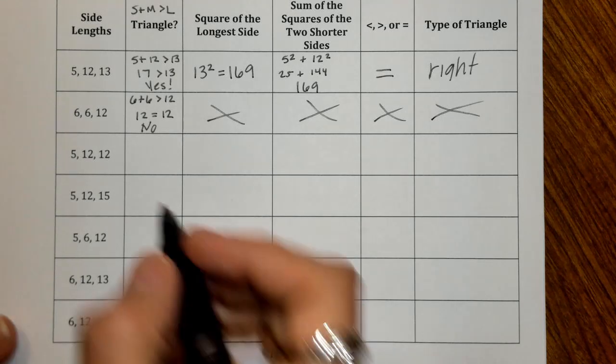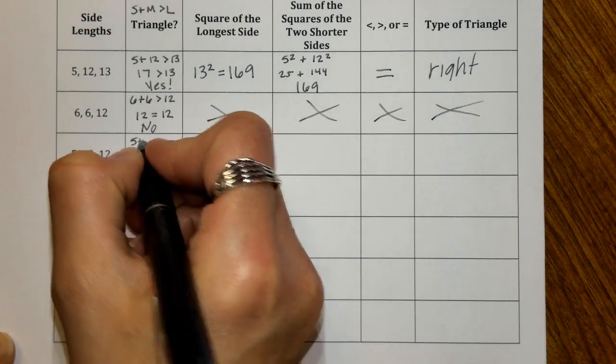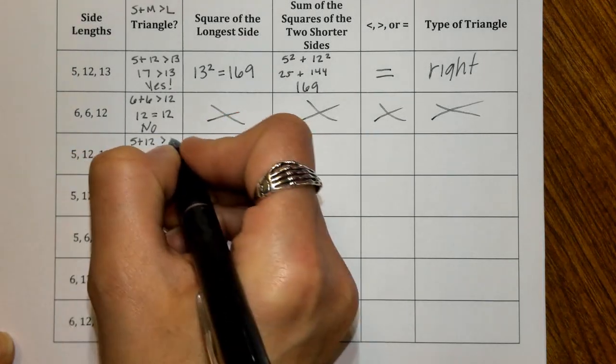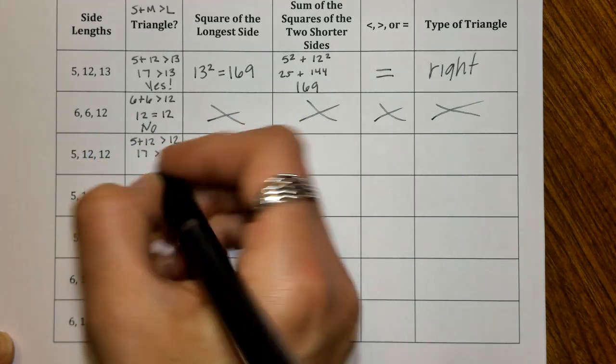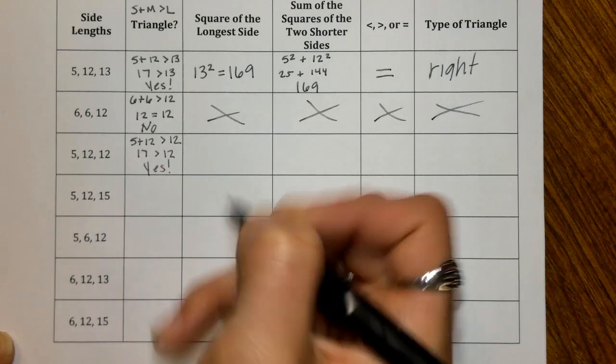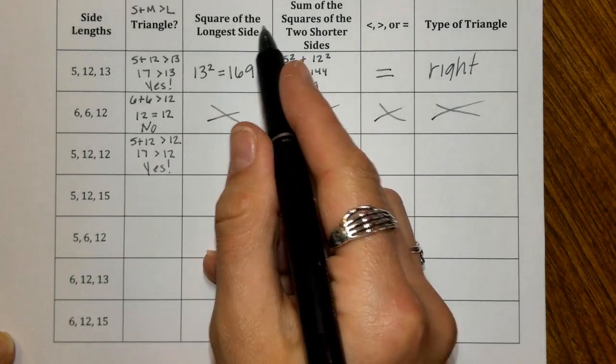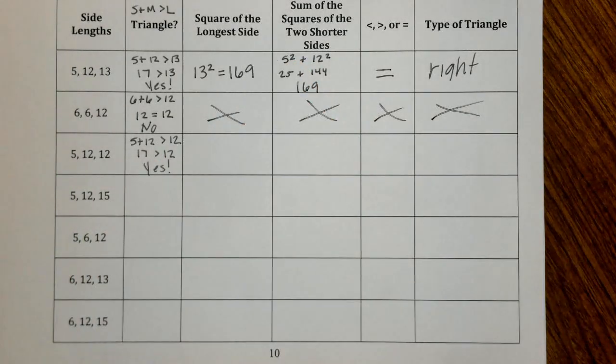Now we take a look at the next one. We'll take 5 plus 12 and compare it to the other 12. This will be 17 is greater than 12. So yes, we do have a triangle. Over here, next column, let's take the square of the longest side. Well, there's two different 12s. That's all right. We'll just take one of them.